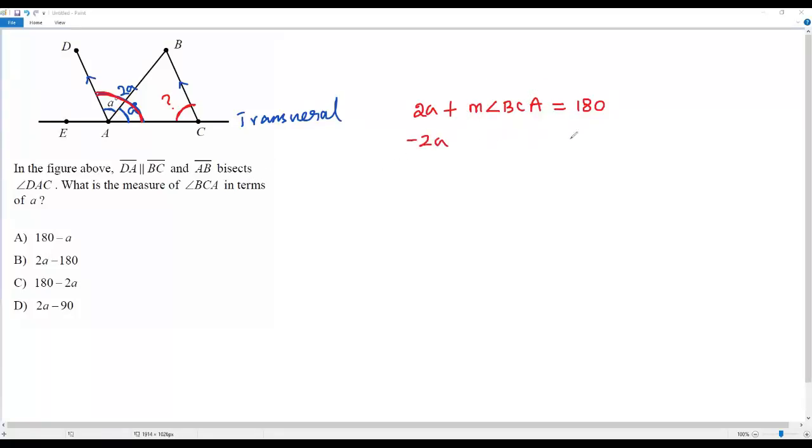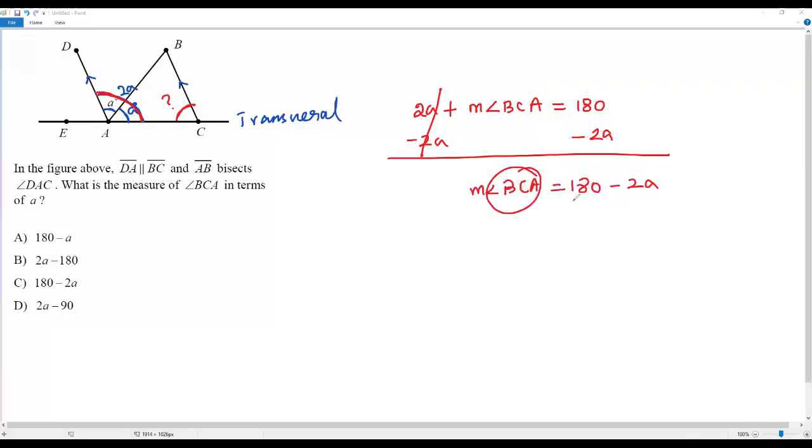For that, I subtract 2A from both sides. When I do so, the positive 2A and negative 2A cancel out. Then the measure of angle BCA equals 180 minus 2A. So I solve for the measure of angle BCA in terms of A. I find 180 minus 2A in option C. So the correct answer choice for this question is option C.